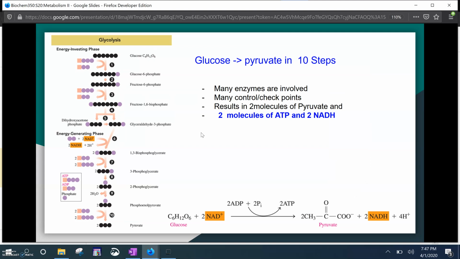So again, we go from glucose to pyruvate in 10 steps. We needed 2 molecules of ATP. We needed a molecule of ATP to start it, but we also generate ATP to finish it. So this is the net equation: glucose plus NAD plus the 2 ADPs we started with end up yielding 2 more ATPs and 2 NADHs.